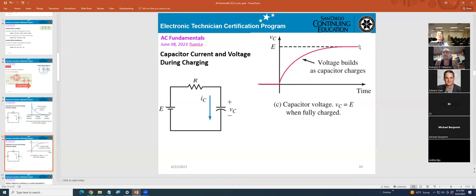When you connect power through the capacitor, at the beginning it is zero, and it keeps charging up to the point where it equals the voltage here. No longer charging. Okay, so during this time, the current here will be zero. That's what they said. Capacitor voltage VC equals E.